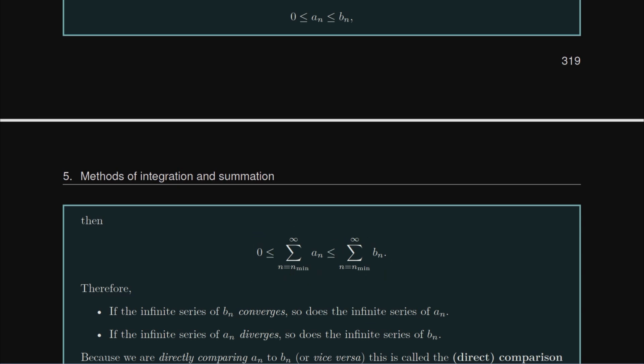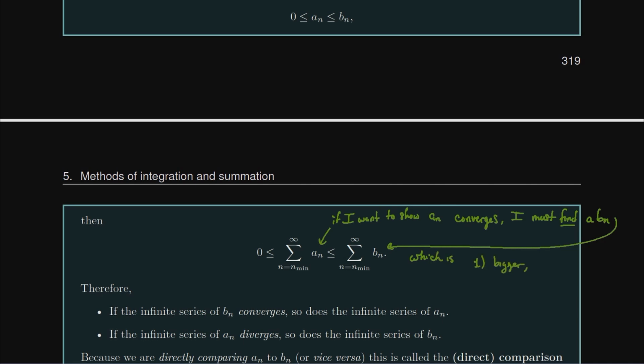But it's important, in the same way, that if I want to show A_n converges, I must find a B_n which is, first of all, bigger, and second of all, also converges. Right? That's what we needed out of the integral comparison test. And then you flip it for the other case. So when you want to show convergence, you find the bigger sequence.